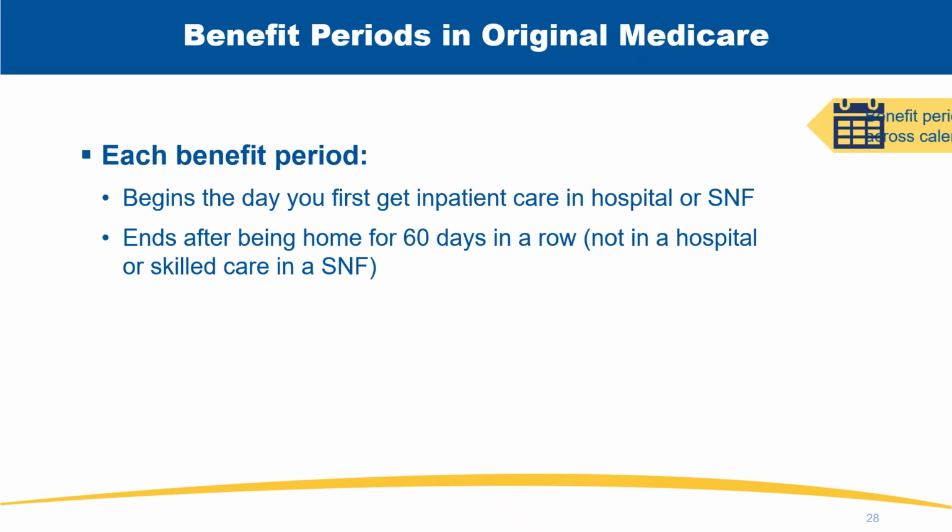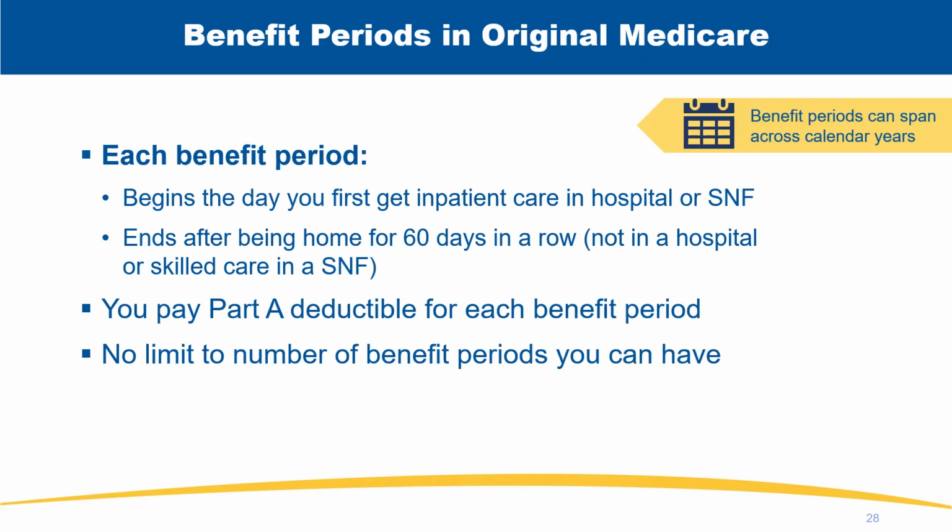Benefit periods in original Medicare. A benefit period refers to the way that original Medicare measures your use of hospital and skilled nursing facility level of care. A benefit period begins the day you're admitted as an inpatient in a hospital or SNF. It ends after being home for 60 days in a row and not in a hospital or skilled nursing facility. You may pay a Part A deductible for each benefit period. There is no limit to the number of benefit periods you can have.